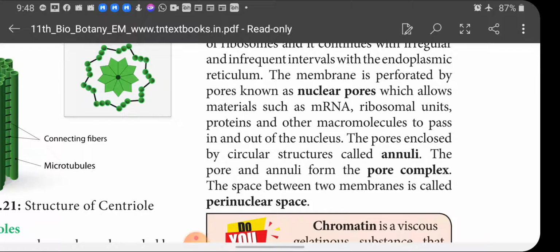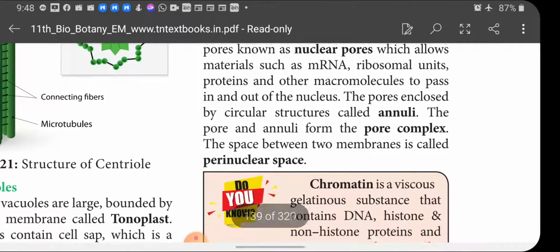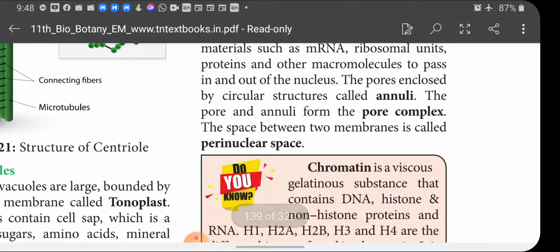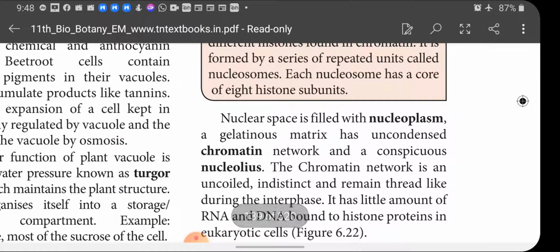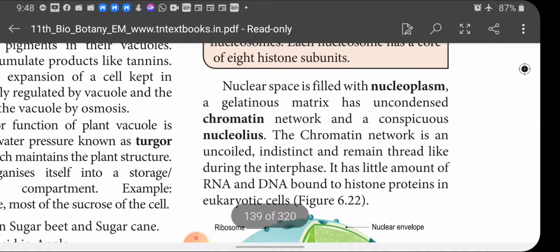What materials can pass through? mRNA, ribosomal units, proteins and other macromolecules pass in and out of the nucleus. The pores are enclosed by a circular structure called annuli. Sometimes when the pores are not in use, they are enclosed by annuli. The pores and annuli form the pore complex. The space between the two membranes is called the perinuclear space. Next, the nuclear space is filled with nucleoplasm.